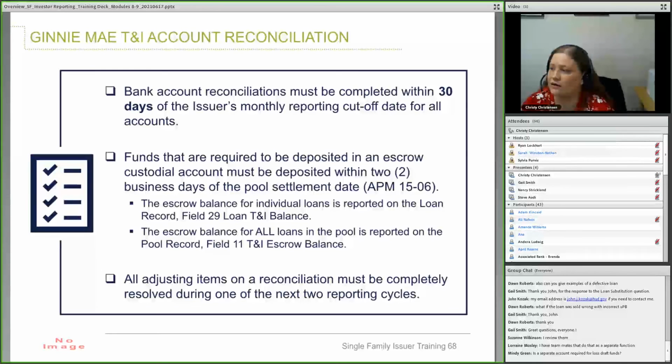Okay, I am actually not seeing any thumbs. So yes, most loans would have a T&I balance, but occasionally you might have one that would not. Okay, thank you. I do see a few thumbs up. Thank you.